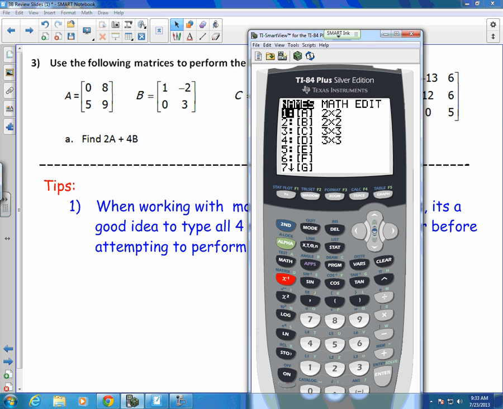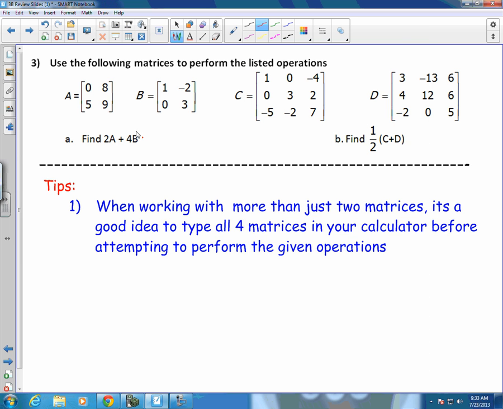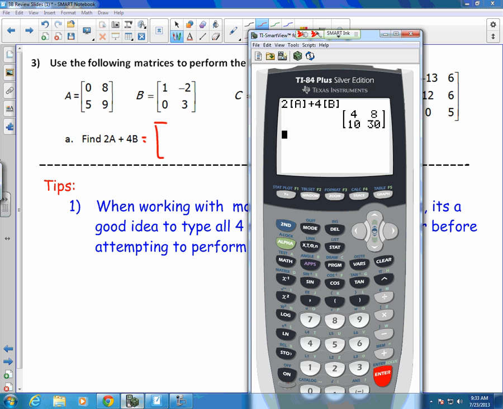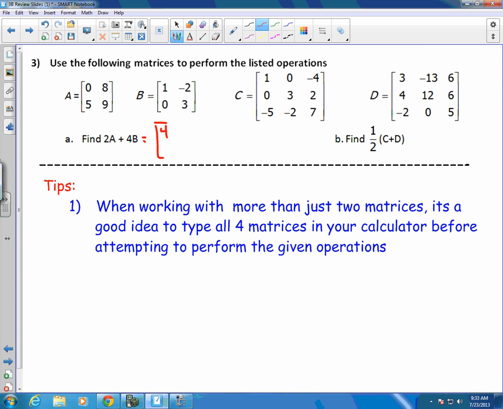So you have 2A plus 4B. In your window here, you just go 2, and then you go back to the matrix menu and pull matrix A. So that's going to be 2 times matrix A plus 4. And I'm going to go back to my matrix menu and pull matrix B. So you see how easy this becomes when you have all the matrices typed in. You don't even really have to do a ton of work here to get your answer, which would be, in this case, 4, 8, 10, 30. So you can see that's the answer to 2A plus 4B.